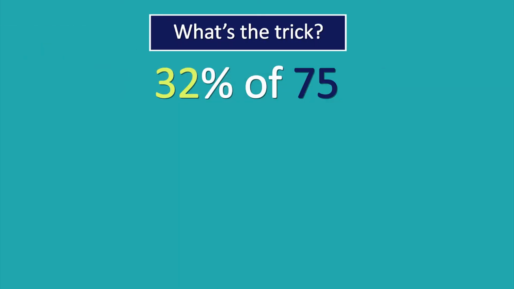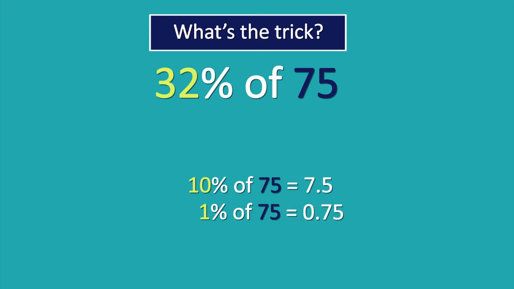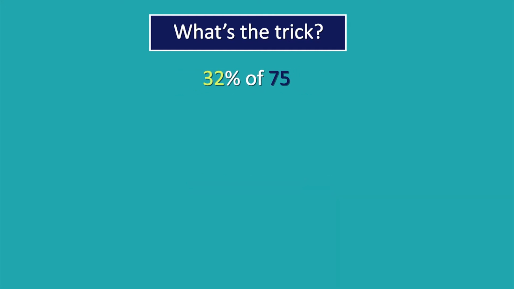Calculating 32% of 75 is quite tricky. We could work out what 10% of 75 is and what 1% of 75 is and use this to work out what 32% of 75 is, but there's a much quicker way. Instead, we could just find 75% of 32. 75% is the same as 3/4.